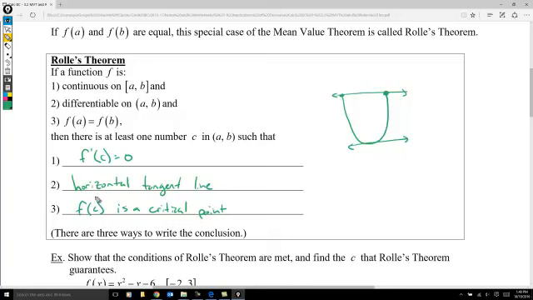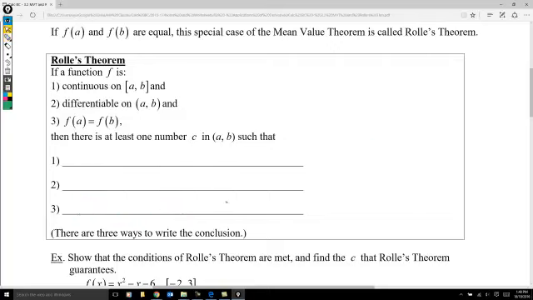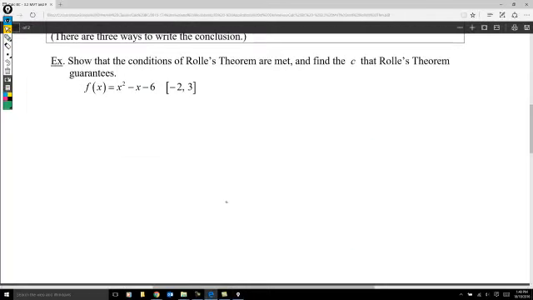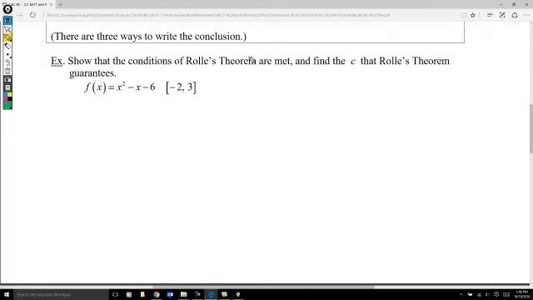Or you could just say c is a critical point, whatever. Okay, let's keep going. Let's actually go through an example. So first, I need to show that the conditions of Rolle's theorem are met, and then find the c value that Rolle's theorem guarantees. Well, I'm given a polynomial, so make sure when you're using this that it's actually a polynomial, because you can't use this unless it is.